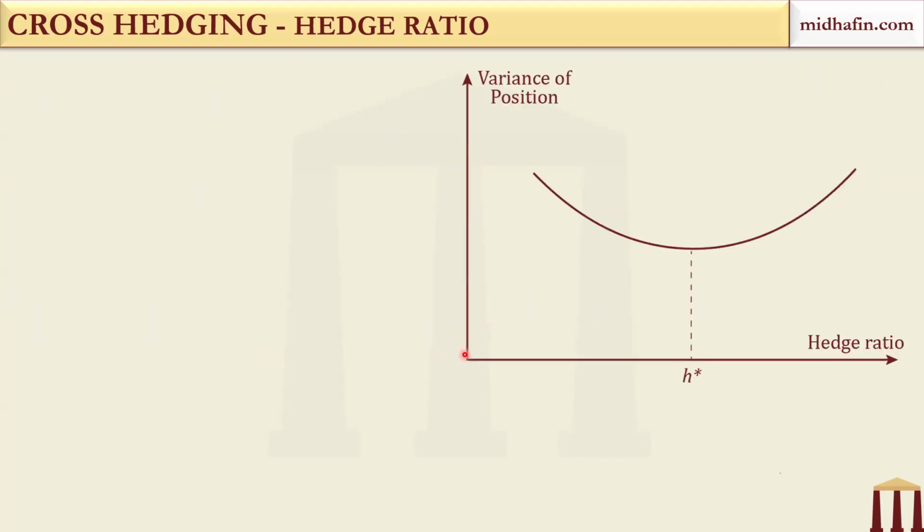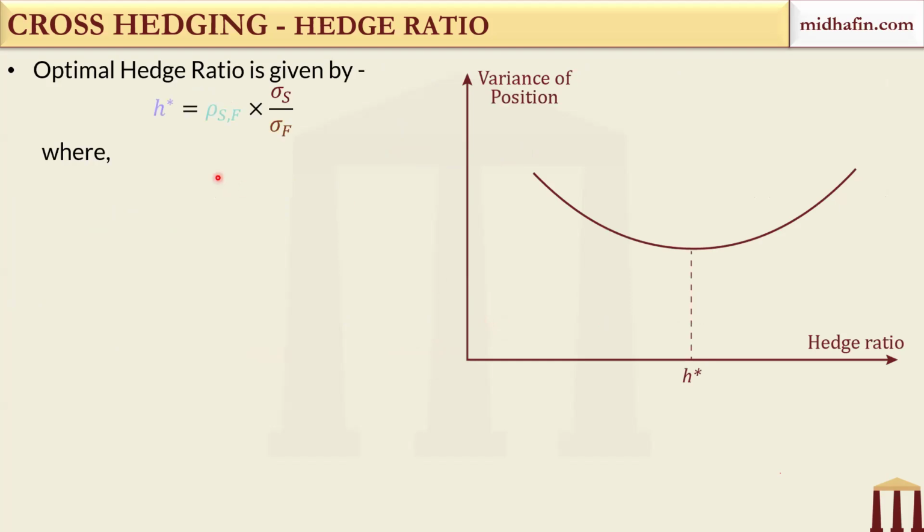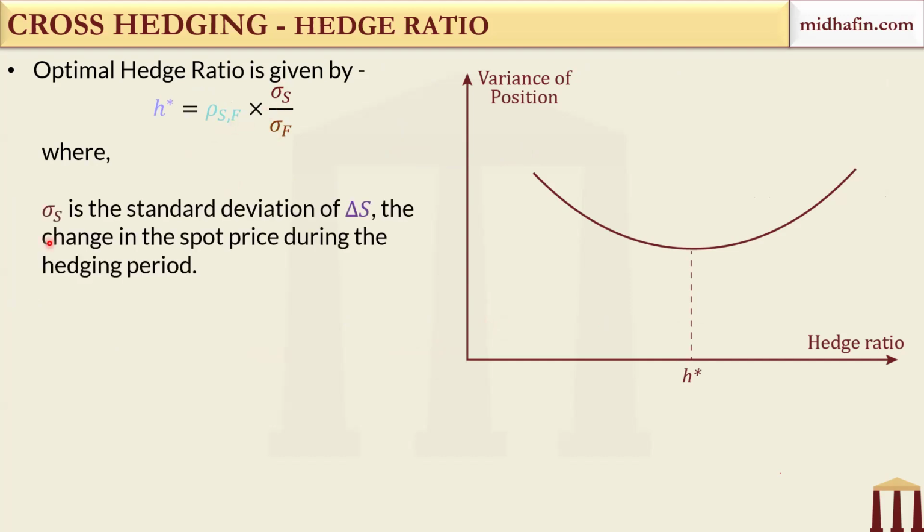Okay. What is the formula? So this is the formula for optimal hedge ratio. H star is equal to rho S,F multiplied by sigma S by sigma F, where sigma S is the standard deviation of delta S. Sometimes, to make things simple to understand, we say sigma S is the standard deviation of S directly. So sigma S is the standard deviation of spot prices. Sigma F is the standard deviation of futures prices. That is the simple layman convention, but this is the pure technical definition.